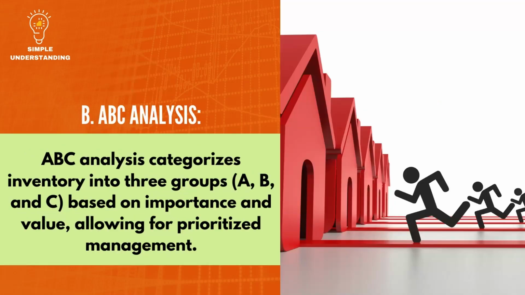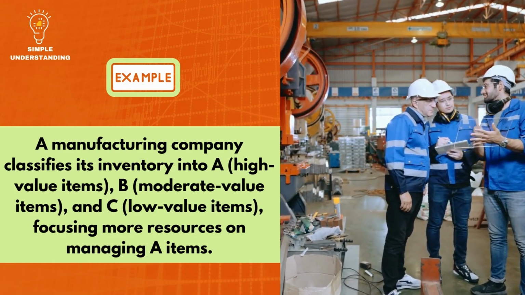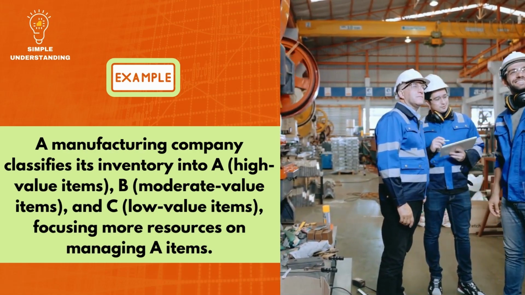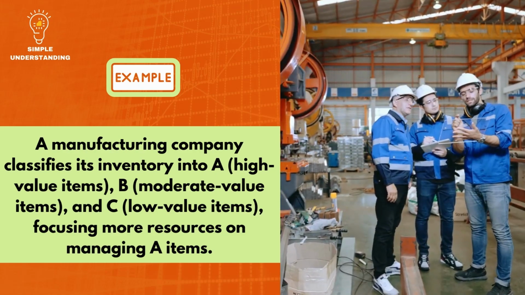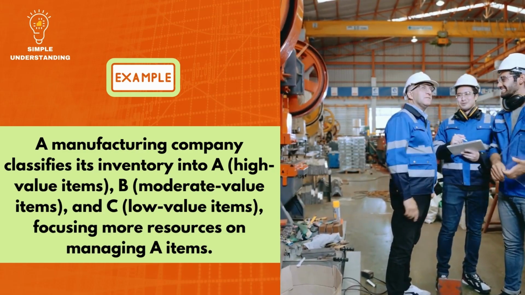B. ABC analysis. ABC analysis categorizes inventory into 3 groups, A, B, and C, based on importance and value, allowing for prioritized management. Example: a manufacturing company classifies its inventory into A, high-value items, B, moderate-value items, and C, low-value items, focusing more resources on managing A items.